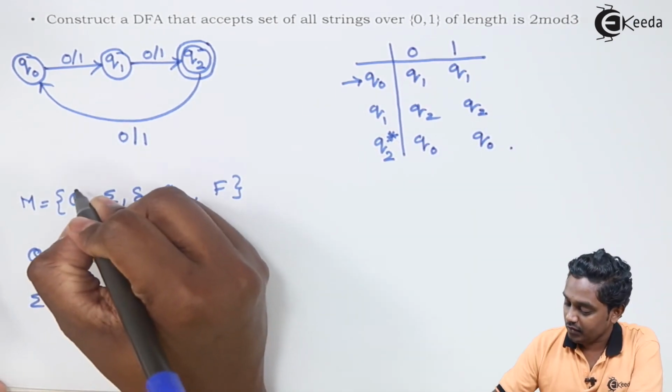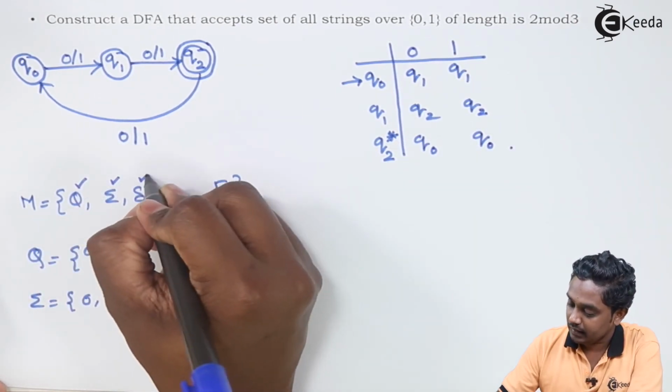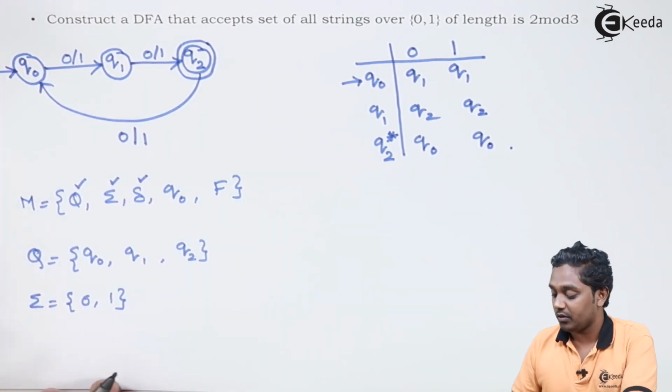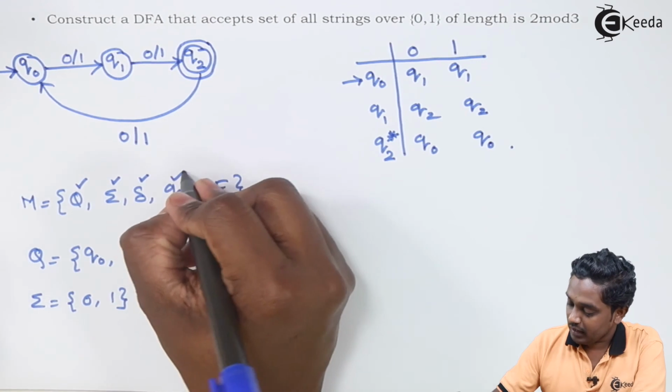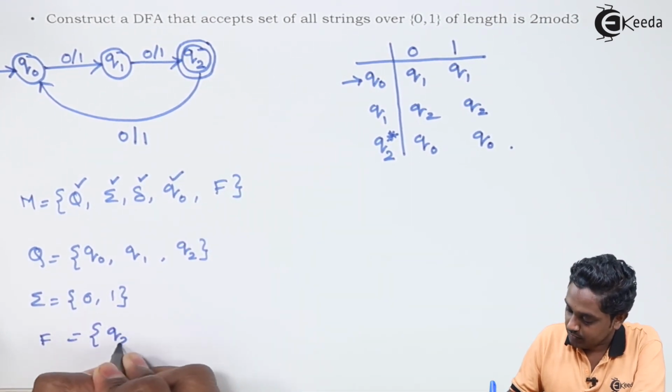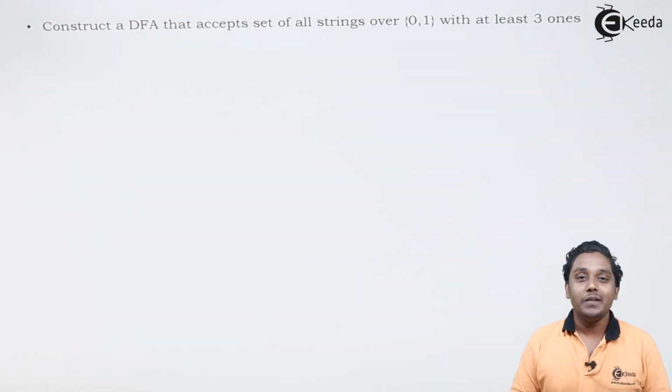With this we have discussed Q, sigma, delta. Q0 as we saw is the initial state. We have represented that using an arrow coming from nowhere. And what is the final state? The final state is the state Q2. With this, we are done with a few more examples of deterministic finite automata construction.